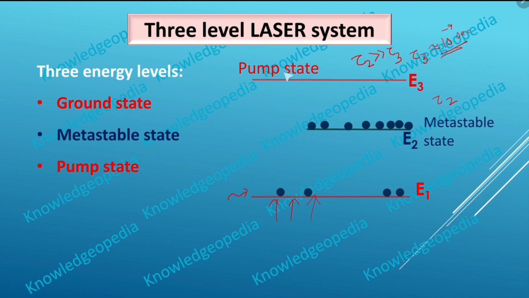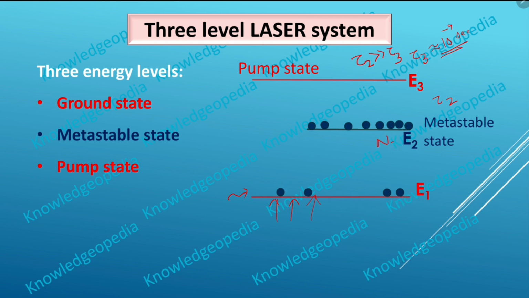So the time for which the atom stays at E3 is much less than the time for which the atom stays at E2. When these atoms are pumped to energy state E3 and they come to E2, they will stay here for a longer time. By that time, many of these atoms will move here and many will come here, and they will stay here. Thus a time will come when we will get more atoms at energy state E2 as compared to the number of atoms at energy state E1.